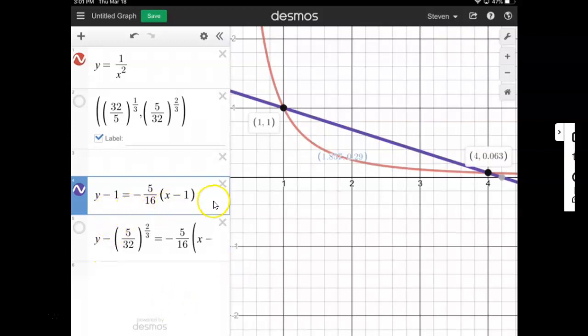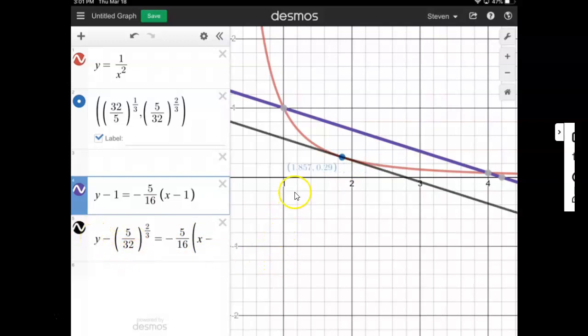That's the actual equation of the line, if you are interested in that. And so what I've located on my graph here is my point where x is 1.857, or 32/5 to the 1/3. Plug that into my original function, and that comes out to be my y value there, a decimal of about 0.29. And then what I've done here is I've put in my tangent line. Ugly looking equation, but what I just want you to see here is that the tangent line is moving in the same direction, with the exact same slope as my secant line.